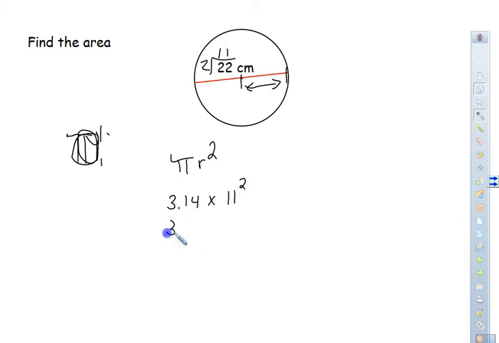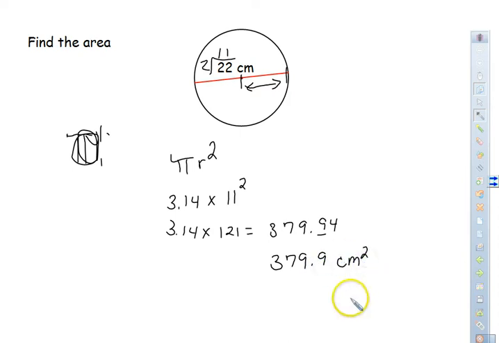Okay, so that's 3.14 times whatever 11 times 11 is, which is going to give you 121. And you multiply that then by 3.14, and you'll see you get 379.94. Now you're going to round to the nearest tenths, so 379 and 9/10, and we're dealing with area, so it is squared. Go ahead and check your answer.